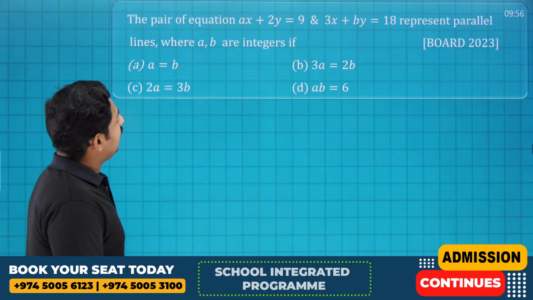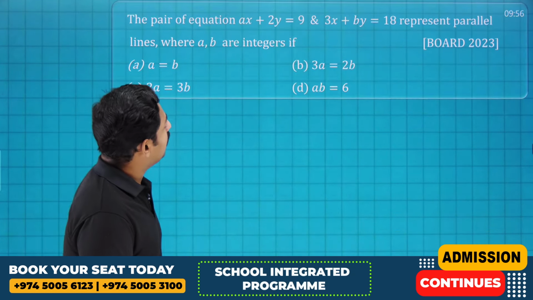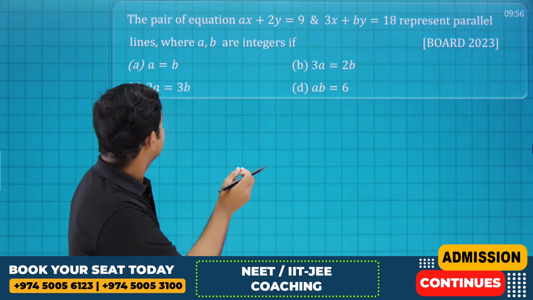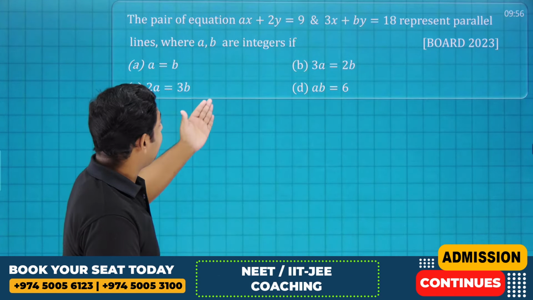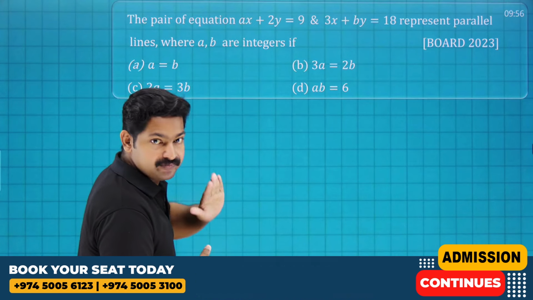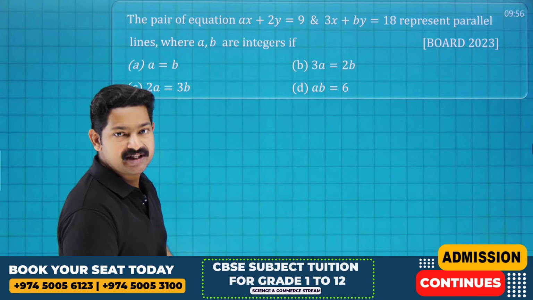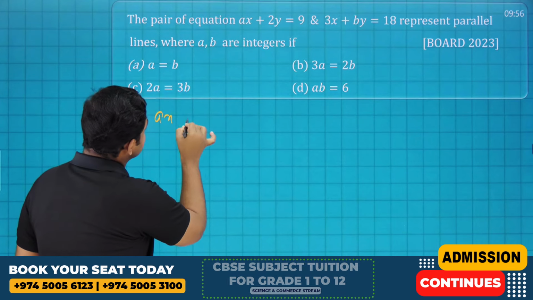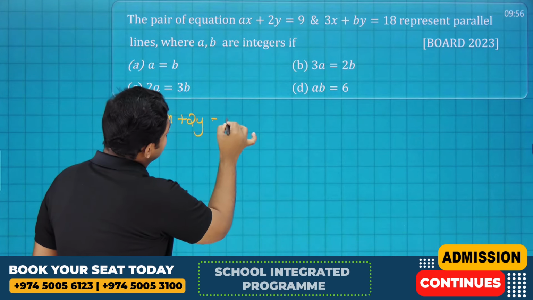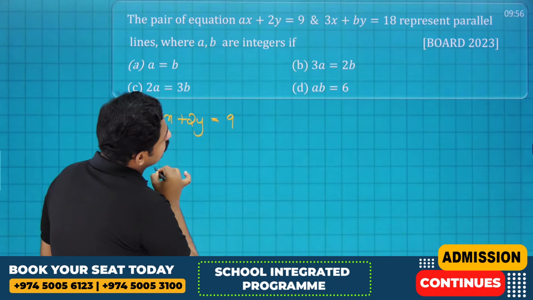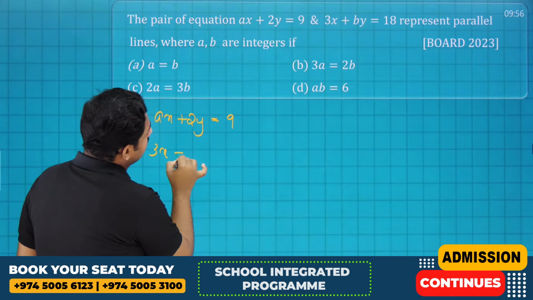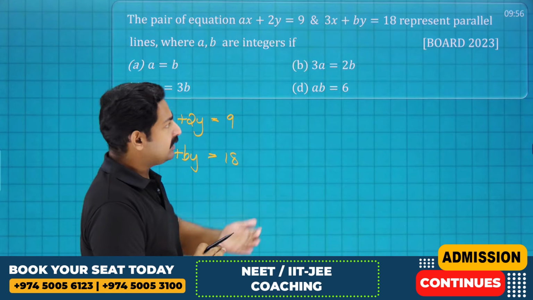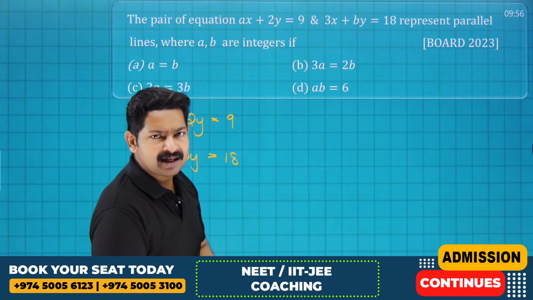So you can see the pair of equations ax plus 2y equal to 9 and 3x plus by equal to 18 represent parallel lines, where a and b are integers, and which condition is satisfied. That's the question. Okay, so the two equations are given: ax plus 2y equal to 9 and 3x plus by equal to 18, and it states that they represent parallel lines.